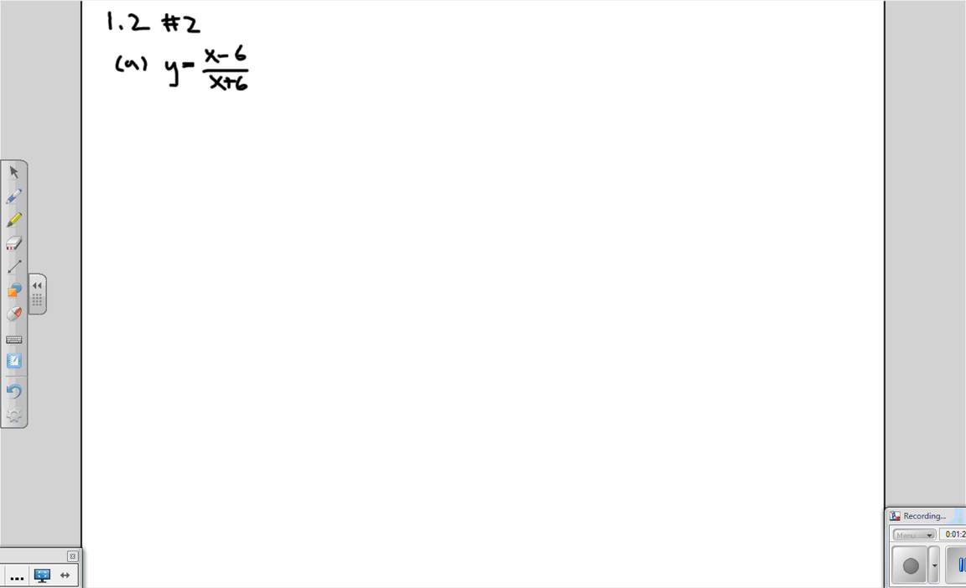So look at the top portion. Is that a polynomial, x minus 6? Yes, it is. The bottom, is x plus 6 a polynomial? Yes, it is. So that means this is a ratio of not just any two functions, but specifically it's a ratio of polynomials, which means we can say that this is a rational function.